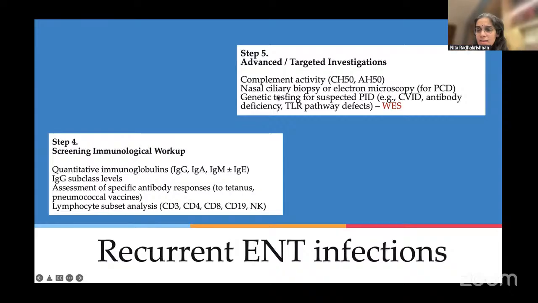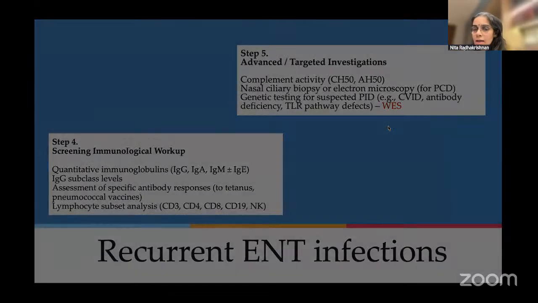And if there is nothing else that is coming out, generally we do whole exome early because it's quite difficult to get a complement level, etc. done. But earlier, when whole exome never used to be, it used to be difficult to get a genetic evaluation. At that point, a lot of us would do screening for complement as well.